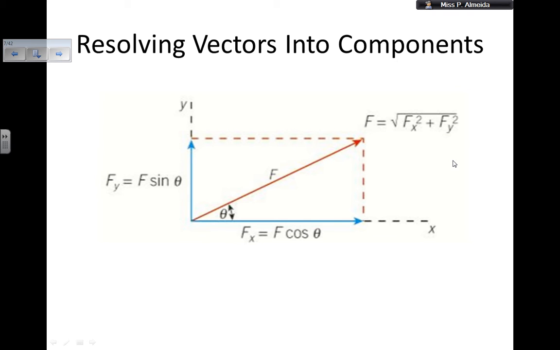Using again Pythagoras, I can say that my F is going to be the square root of Fx squared plus Fy squared. My Fx can be related to F by saying that it is equal to F times the cosine of the angle. Remember, the cosine is the adjacent over the hypotenuse, so the adjacent is the hypotenuse times the cosine of the angle. Think in the same way, Fy can be F sine of the angle, because again, sine is the opposite over the hypotenuse, so sine would be Fy over F, so Fy will be F times the sine of the angle.